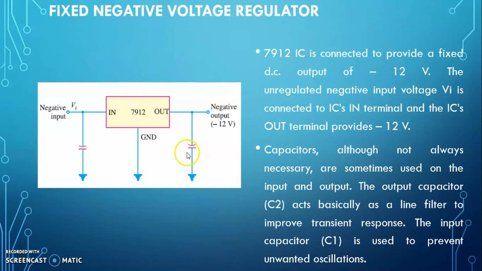Here the output capacitor is used to improve the transient response. Here the input capacitor C1 is used to prevent unwanted oscillation.